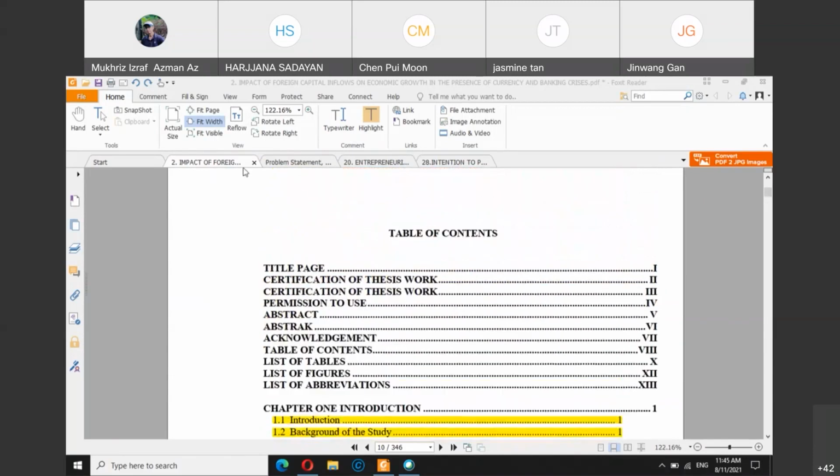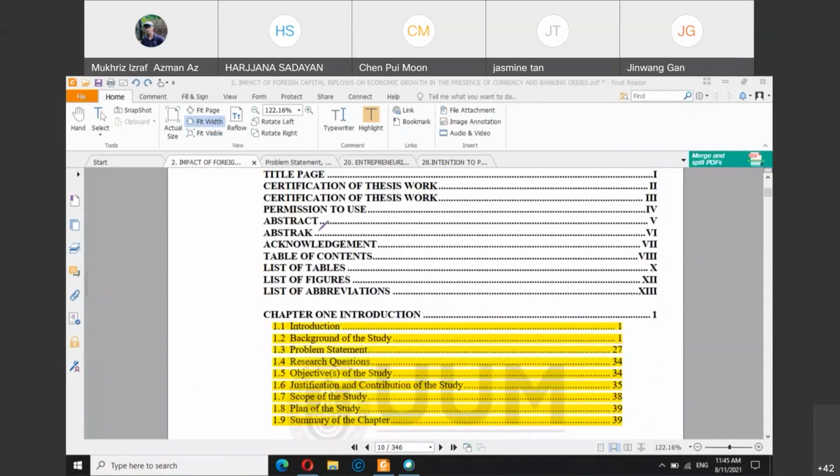So I'm using a few theses from the Google Drive, especially thesis number 2, number 20 and number 28. This is just at random. The 20 and 28 are using primary data from questionnaire. Thesis number 2 is based on secondary data, which is relying on regression technique. But that is not what I want to focus on today.